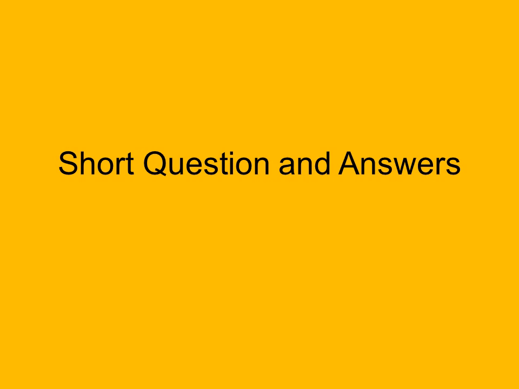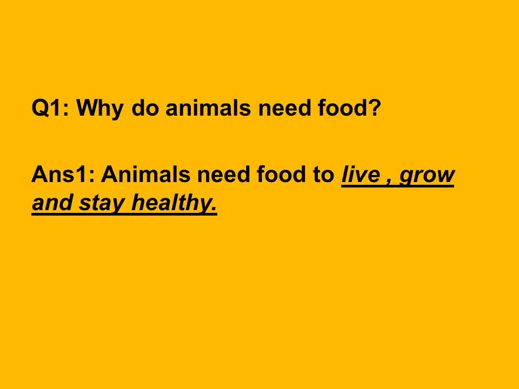Hello students, now we'll do short question and answers of lesson 3, and remember the words in italics or underlined are the important words of that question, which are also known as the keywords, and they are required to be mentioned in that answer. They are the highlighting points of that answer. So we'll start with the first question.